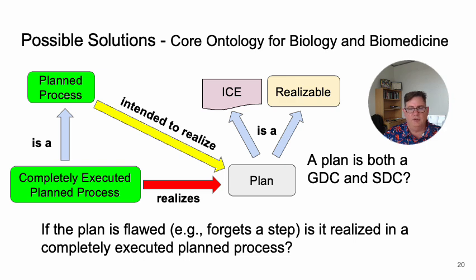Second, Cobb's solution doesn't consider cases in which the plan, that is, the concretization of the plan specification, is flawed. In such cases, we encounter the previously discussed problems of the RC account.